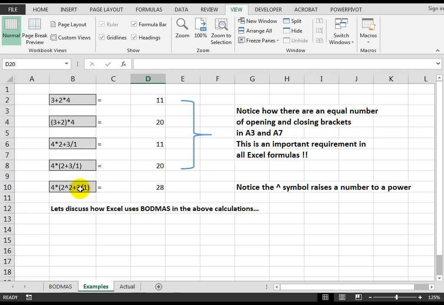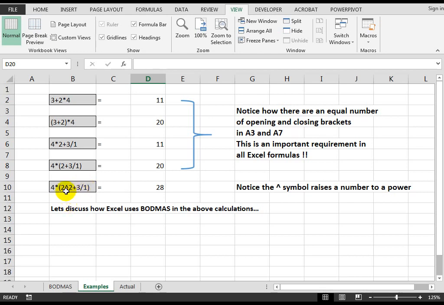Here is a formula which is using the caret symbol. The caret symbol, which is achieved by holding down the shift key and pressing the number 6 on the number row at the top of the keyboard, raises the number to a power. So, Excel says, are there any brackets? Yes, I will handle what is inside the brackets first. Are there any orders, any numbers raised to a power?